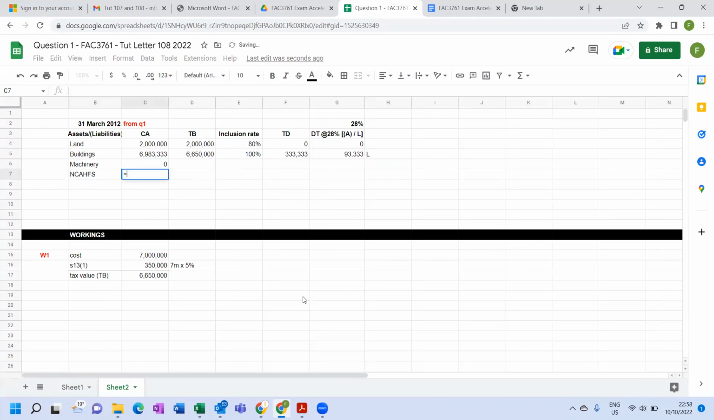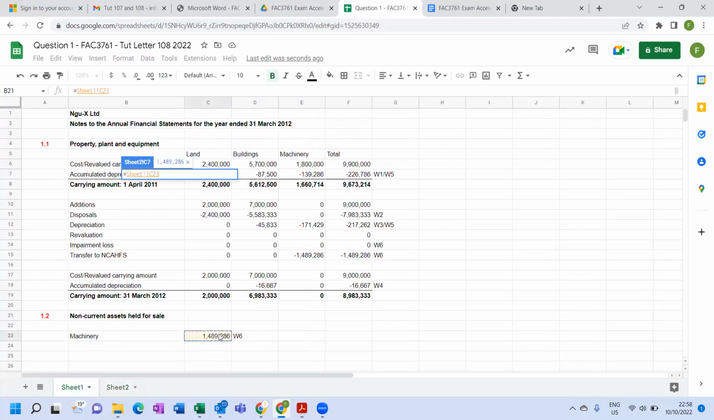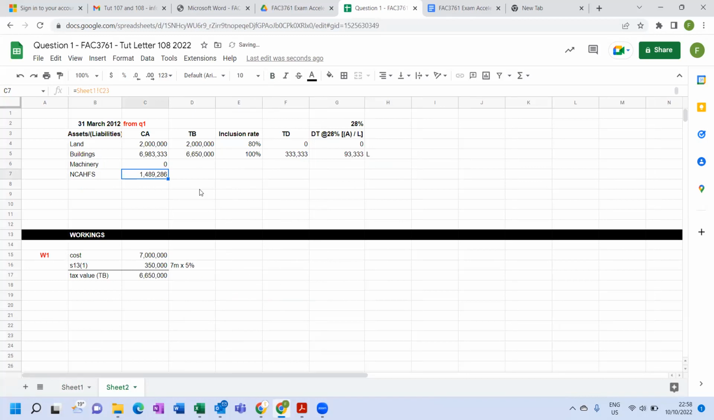Okay, so my non-current asset held for sale is 1489, whatever it is. From a tax point of view, tax does not have a concept known as non-current assets held for sale. So from SARS's perspective, that will be 0. Inclusion rate still 100%.